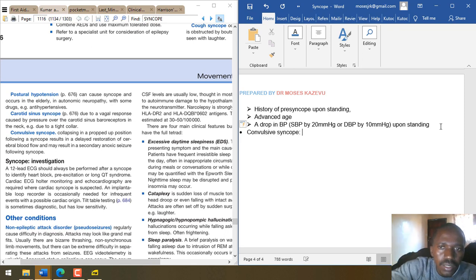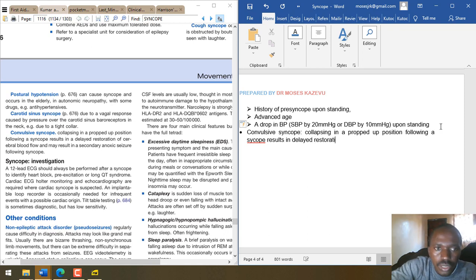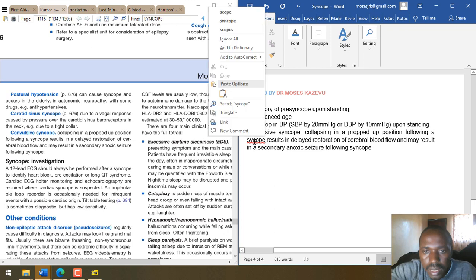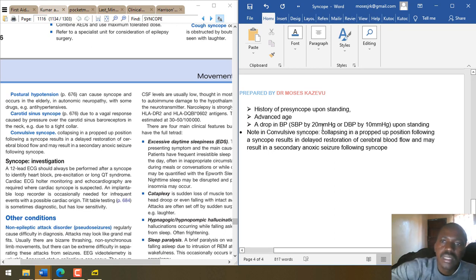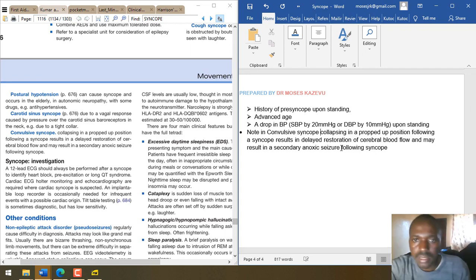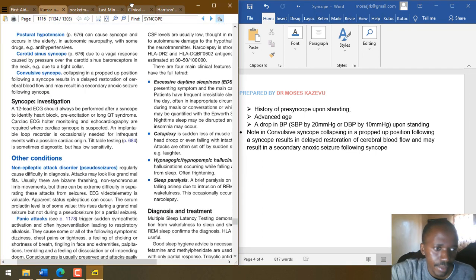So here, collapsing in a propped up position following a syncope results in delayed restoration of cerebral blood flow and may result in a secondary anoxic seizure. So this is what can happen after a syncope: seizure following syncope. So I think we can use this as a note. We can add this as a note here, in convulsive syncope, collapsing. Okay, fine, fair enough.